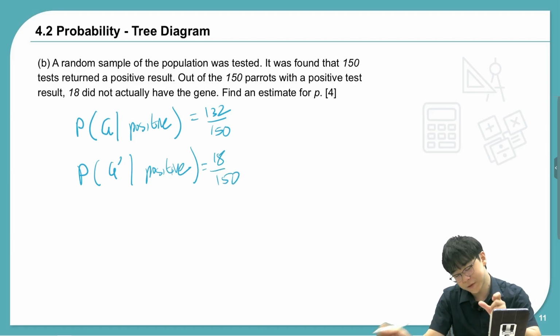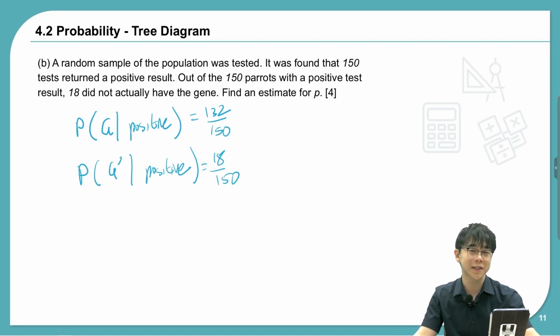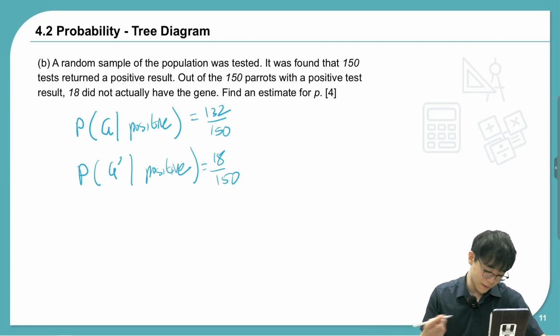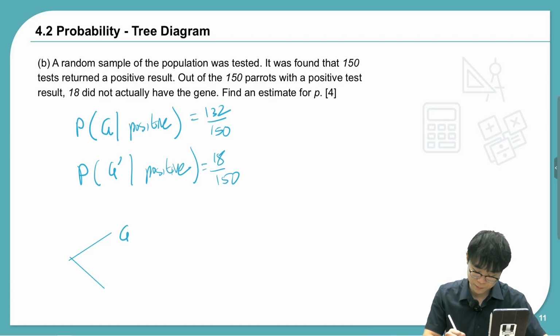150. So it's kind of confusing, because usually we said that given that the parrot has a gene or doesn't have a gene, that's the initial condition, and then we go for the results, is it positive or negative? But in this case, we're flipping that, right? So given that we got the result, what's the chance that it has a gene or doesn't? So let me just redraw the tree diagram from earlier. So the parrot could have the gene or not have the gene, and then it could get positive results or negative results.